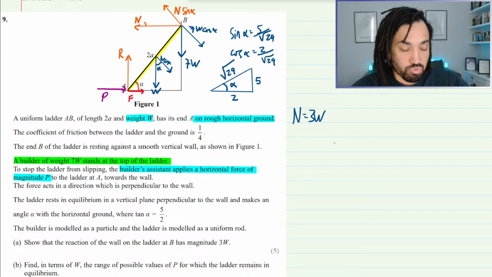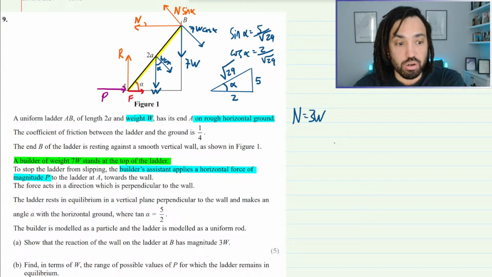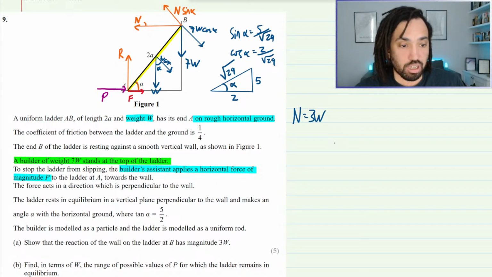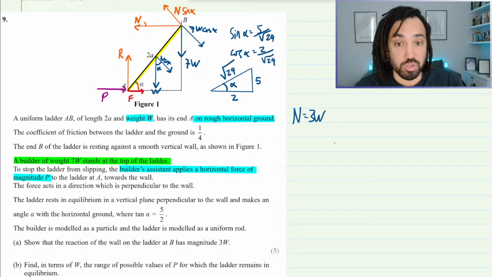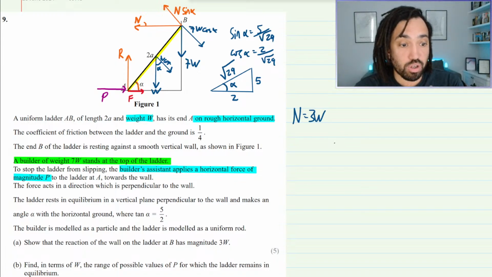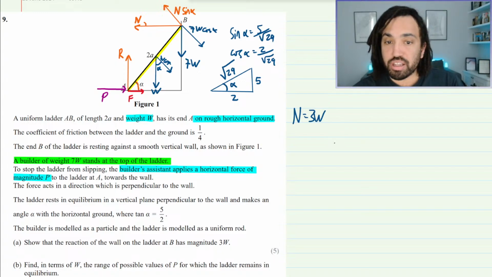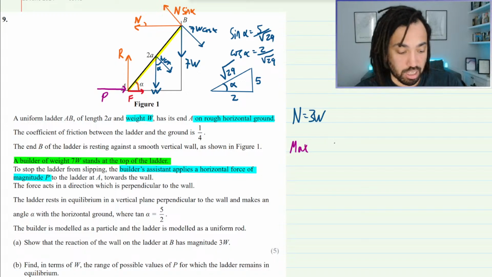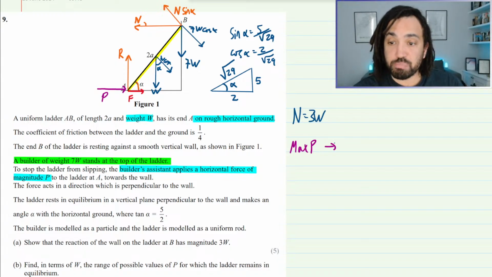Because they can push really hard, which means it will start to slip forward, or they can push really slowly, which means it will start to slip backwards. And both scenarios will have different directions for friction. Okay? So let's imagine that P is at its maximum. Let's imagine max P. The guy is pushing as hard as he can and it's just about to slip forward.